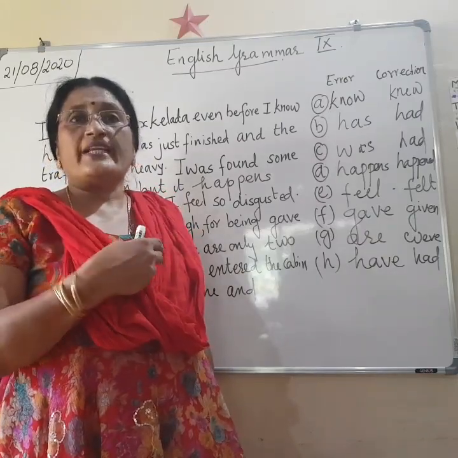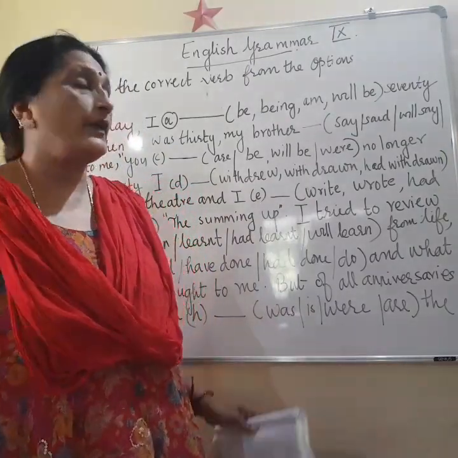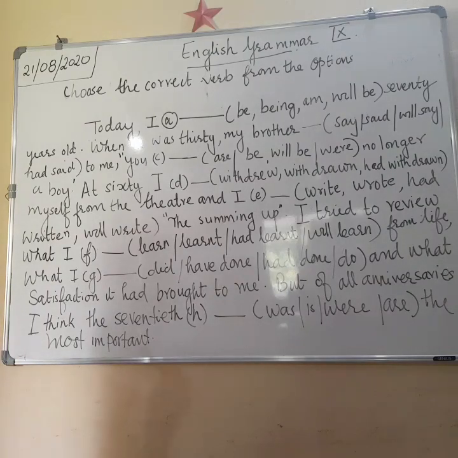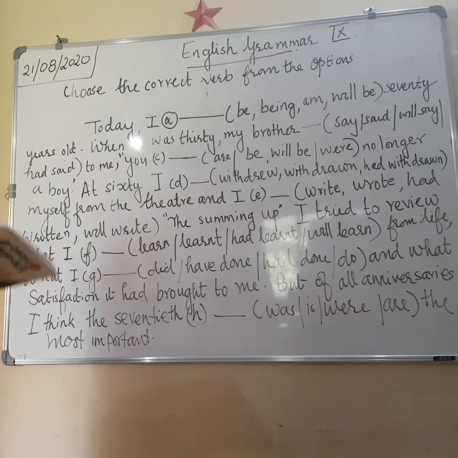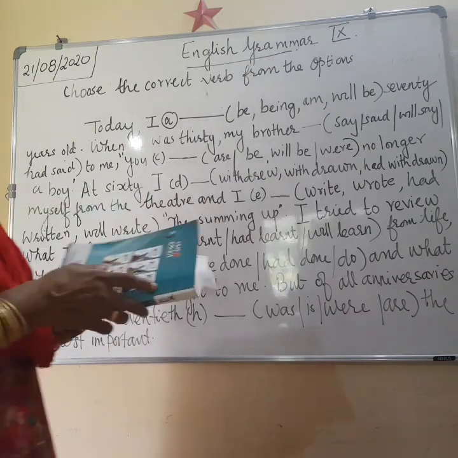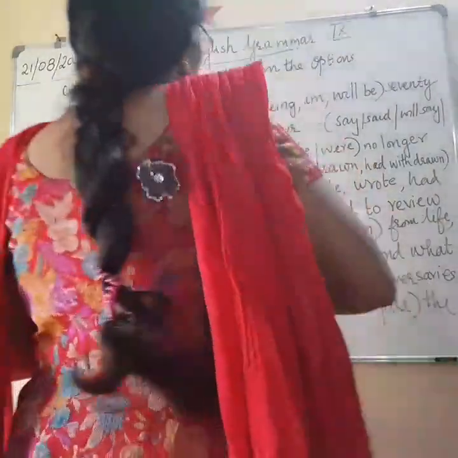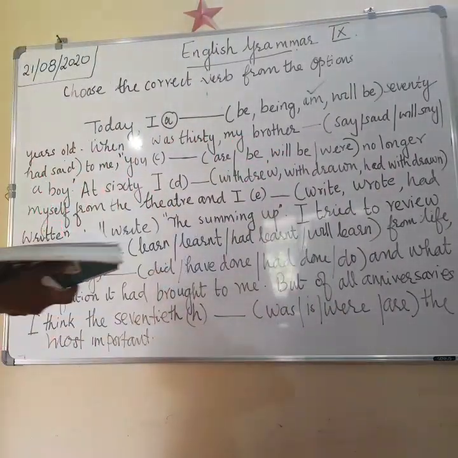Next, we are going to do the second exercise. The next type of exercise is to choose the correct form of the verb given in the brackets. So just have a look. Today I dash 70 years old. Today I am. Which is the correct option? Today I am 70 years old.